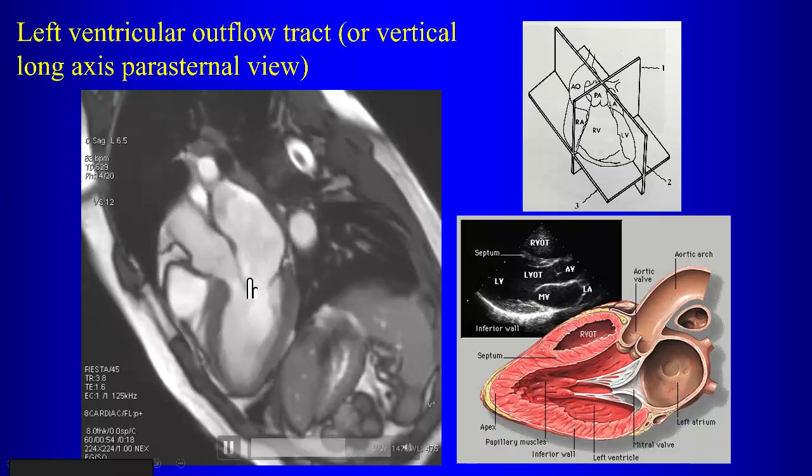And notice, what am I pointing to exactly here? What is that guy? That's the anterior leaflet of mitral valve. Notice it connects to the aortic valve. We talked about fibrous continuity for the morphology of the left ventricle. Okay.